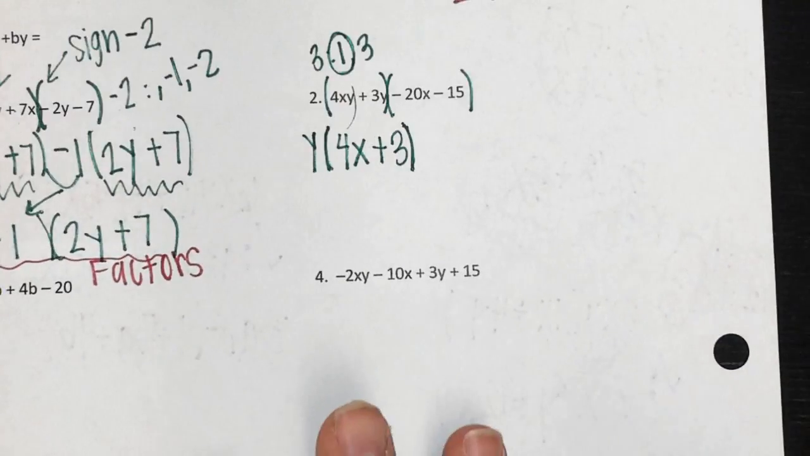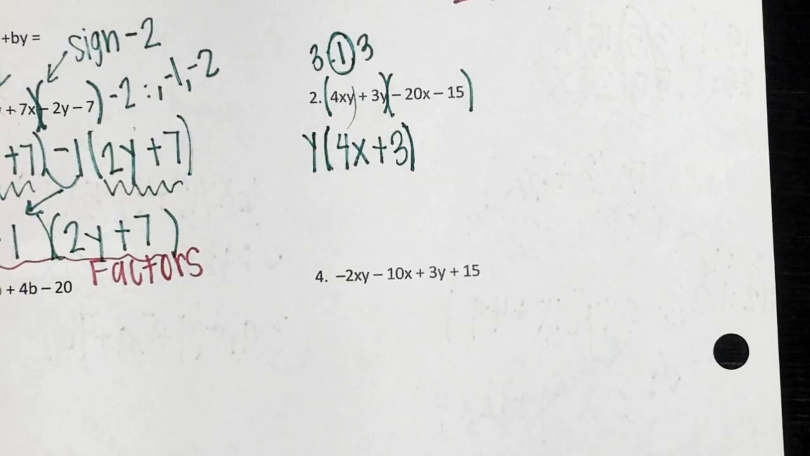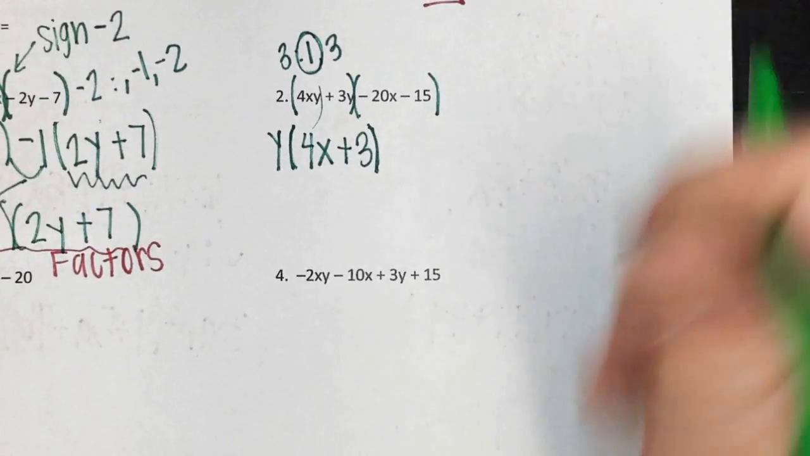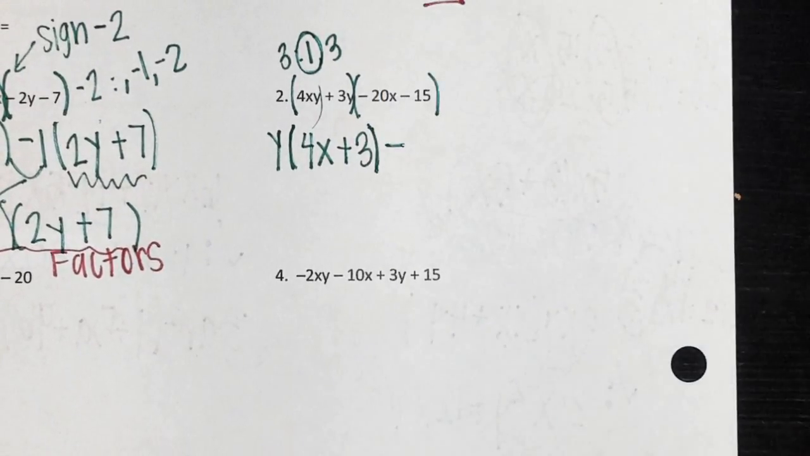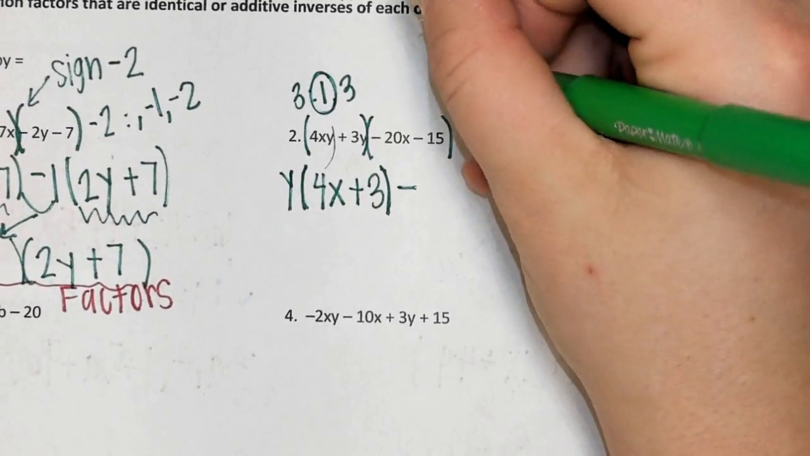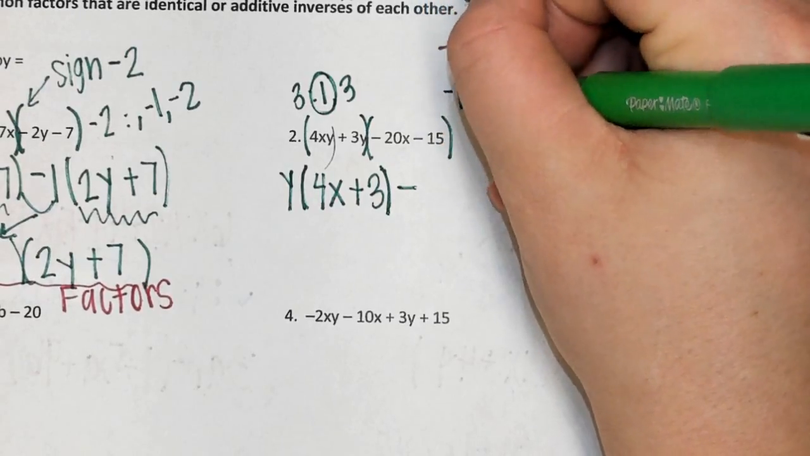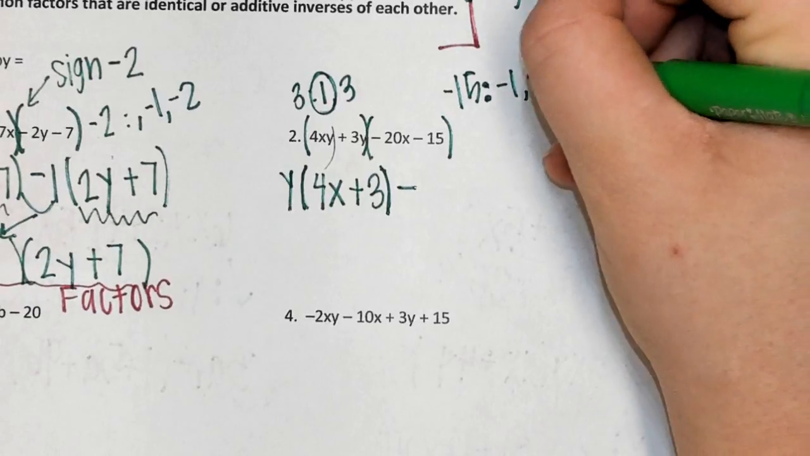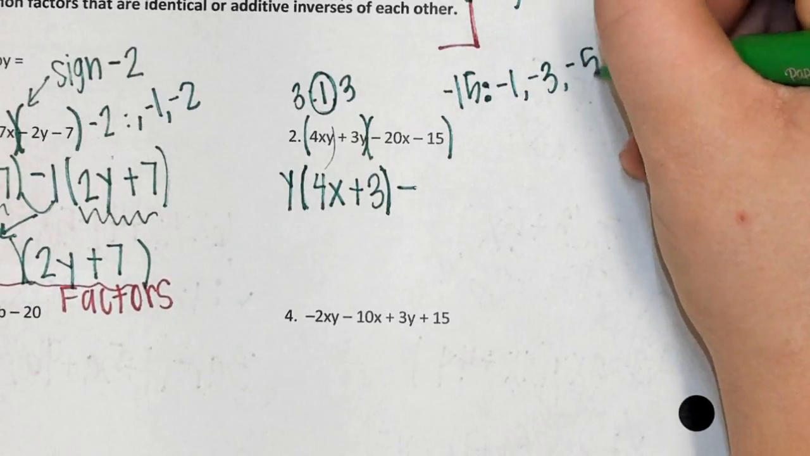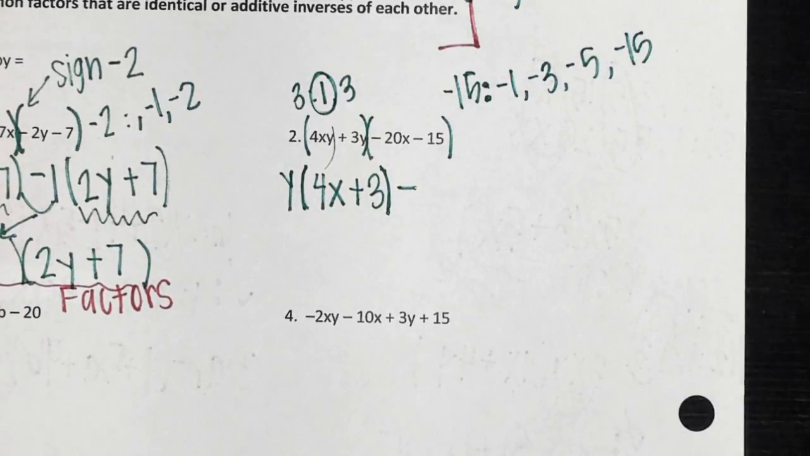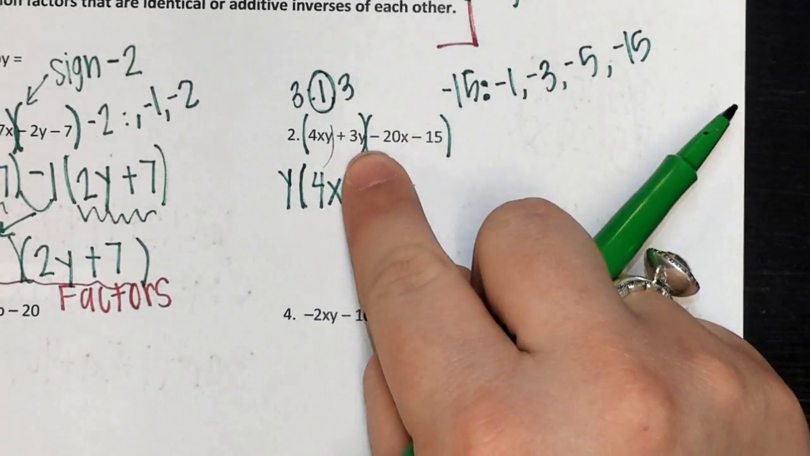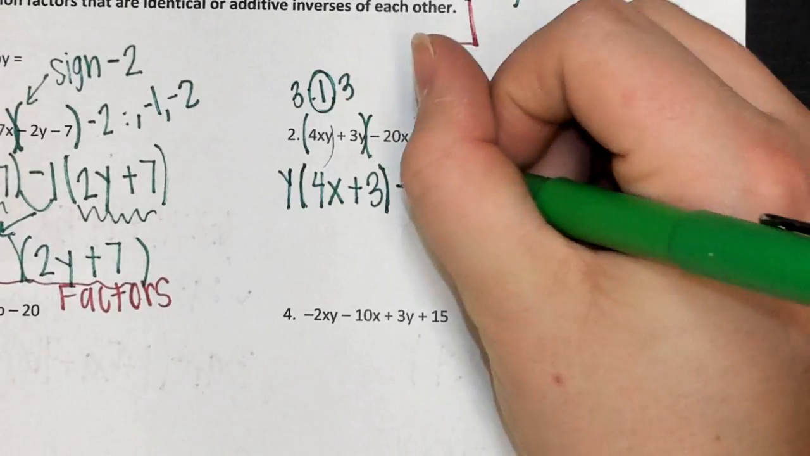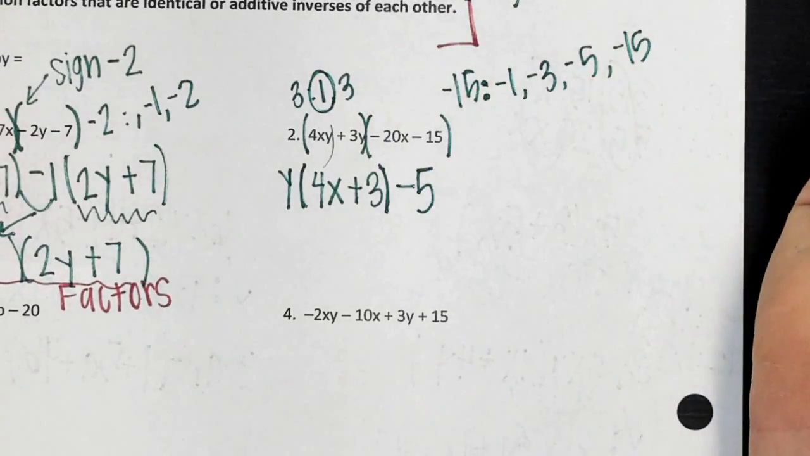All right, well, what do you see? Smallest number. Negative 15, because there's a negative and a negative, which means I have to factor out a negative. Factors of negative 15 are negative 1, negative 3, negative 5, negative 15. Does 15 go into 20? No. Does 5? Yes. Good. So I'm factoring out negative 5.